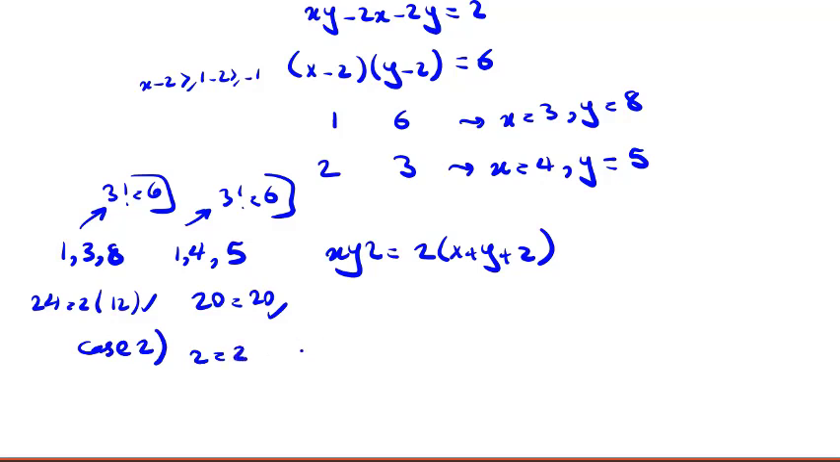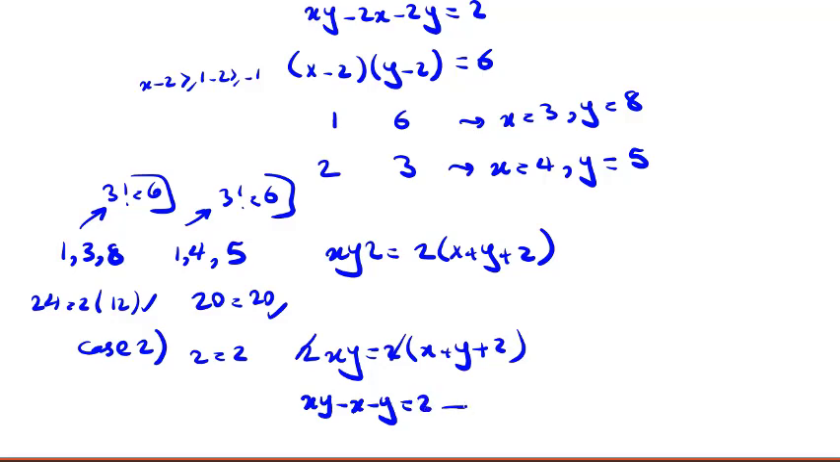Z equals 2, so 2xy equals 2 times x plus y plus 2. So you can cancel both sides by 2. Xy minus x minus y is 2. So you can say (x minus 1)(y minus 1) equals 3. So the cases are 1, 3, and 3, 1. And we don't need to write all the orderings like here because we calculate permutation at the end.